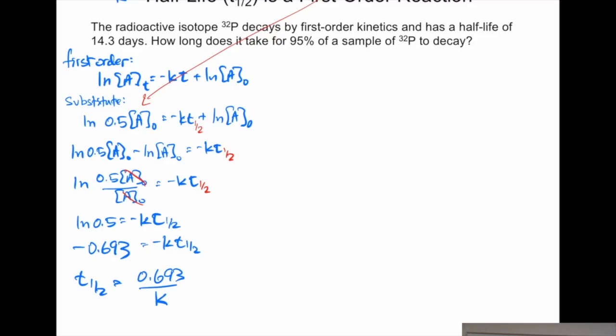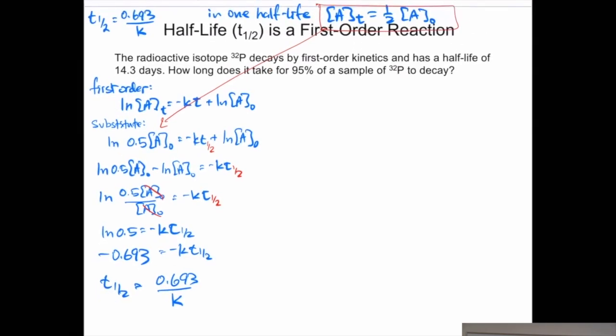All right, now, knowing that, we can solve this typical half-life equation. Here's a radioactive isotope, P32. It decays by first-order rate kinetics, and it has a half-life of 14.3 days. How long does it take for 95% of the sample to decay?